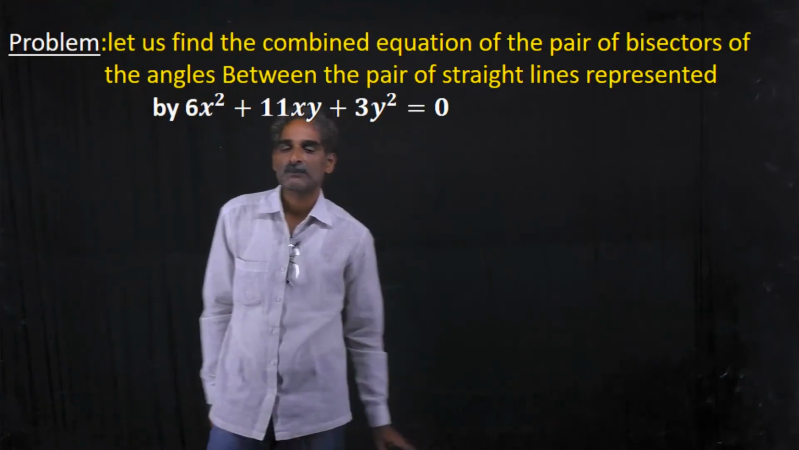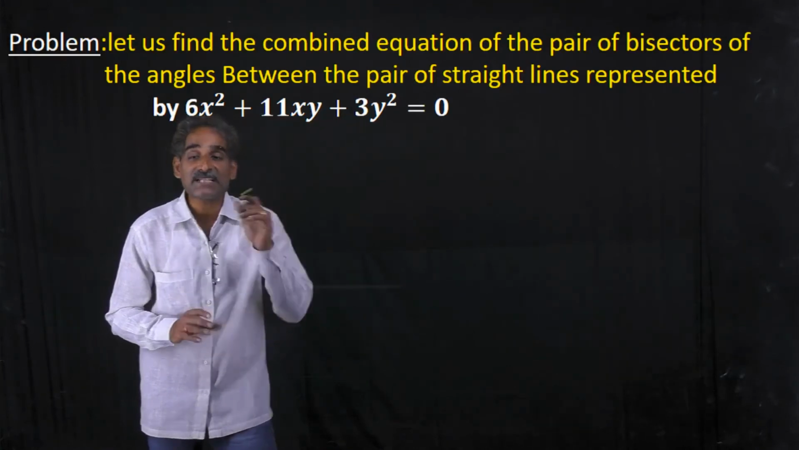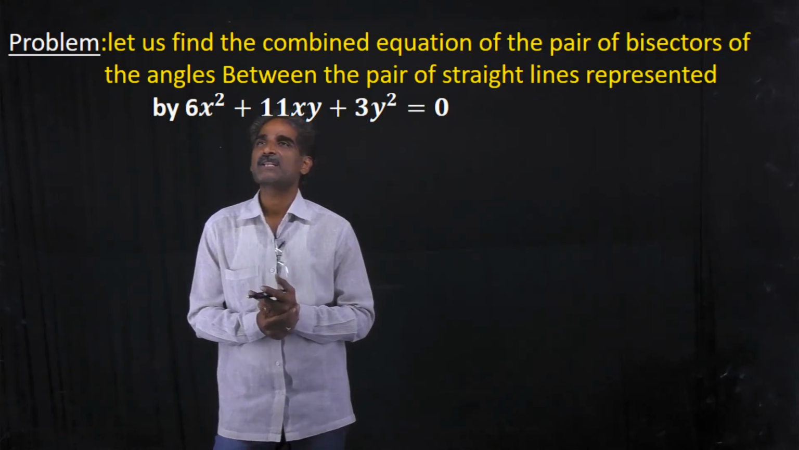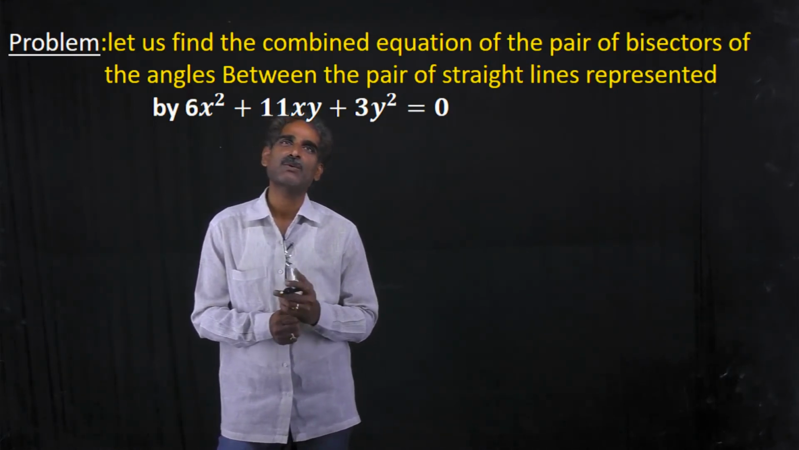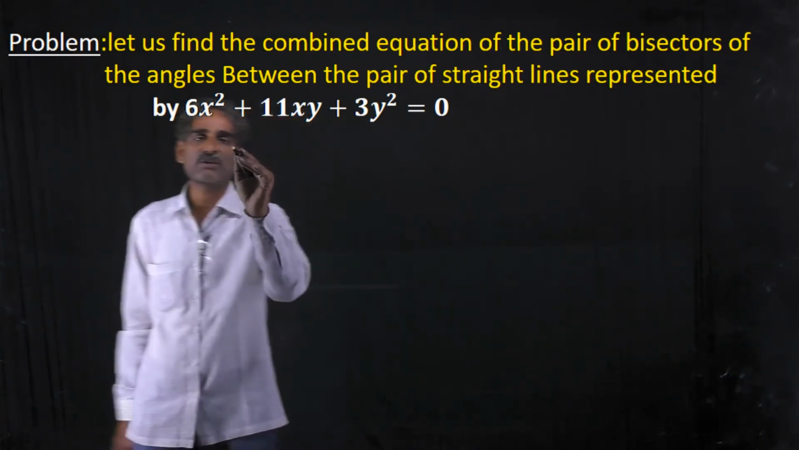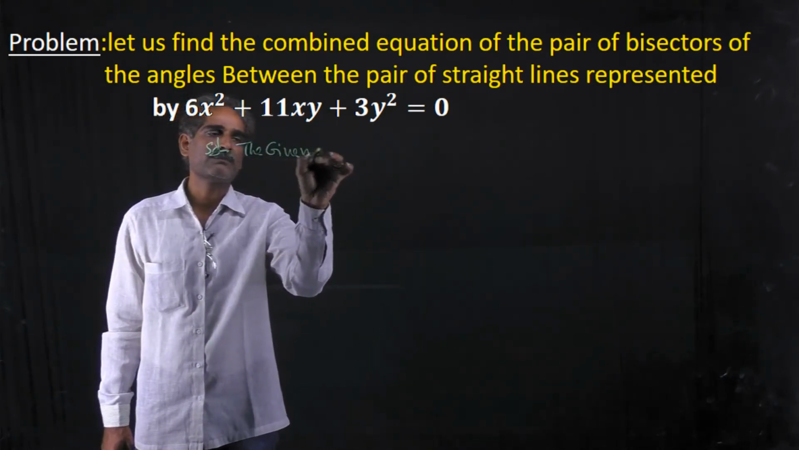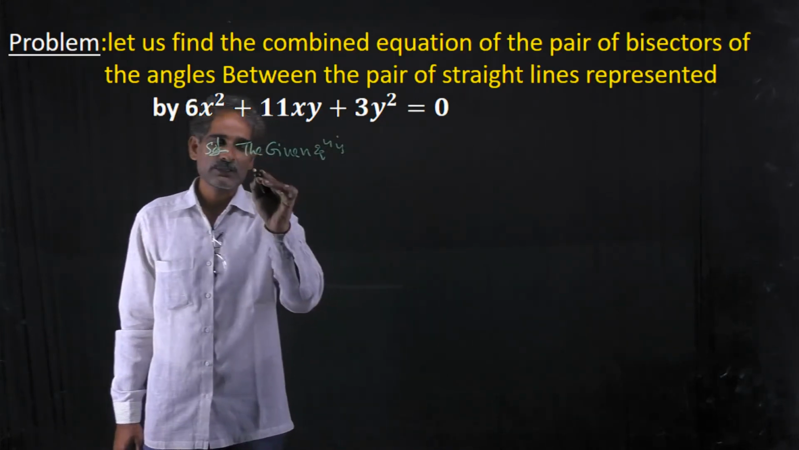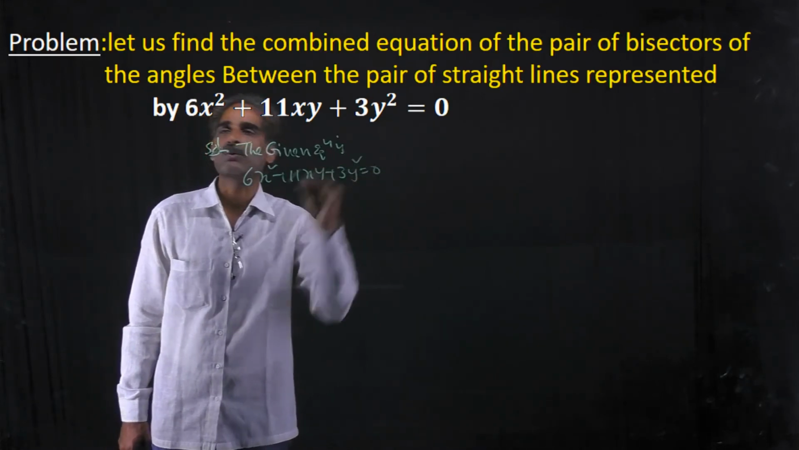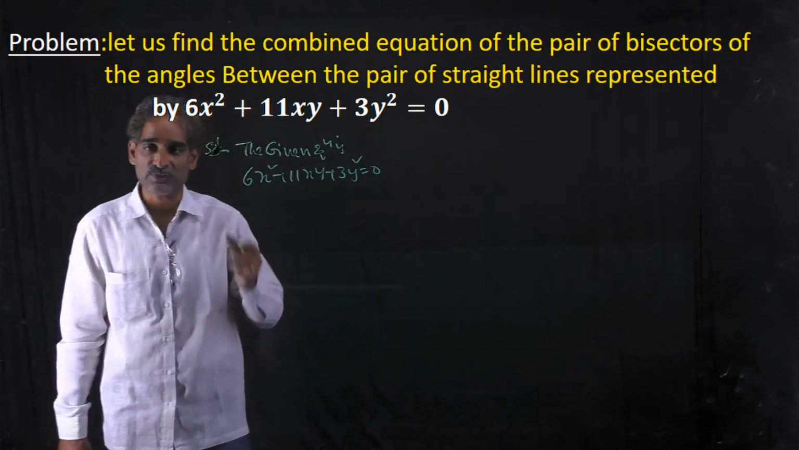Okay. See this problem. Let us find the combined equation of the pair of bisectors of the angle between the pair of straight lines represented by 6x square plus 11xy plus 3y square equal to 0. We have to find out the combined equation of the angular bisector of the pair of lines. What is the given equation? The given equation is 6x square plus 11xy plus 3y square equal to 0. Now what about a, b, h? We have a formula in terms of a, b, h. First of all, find out a, b, h.